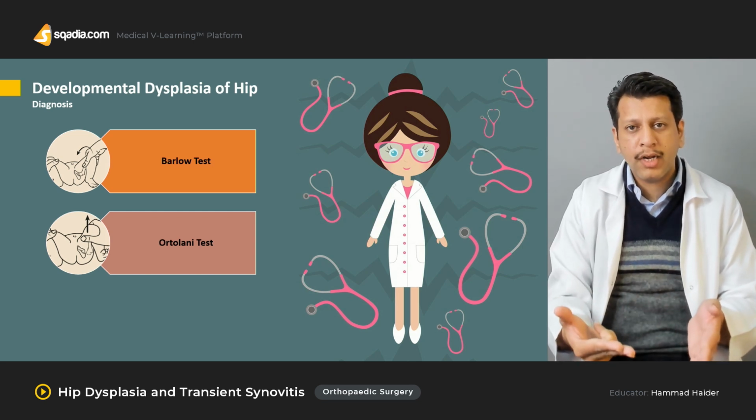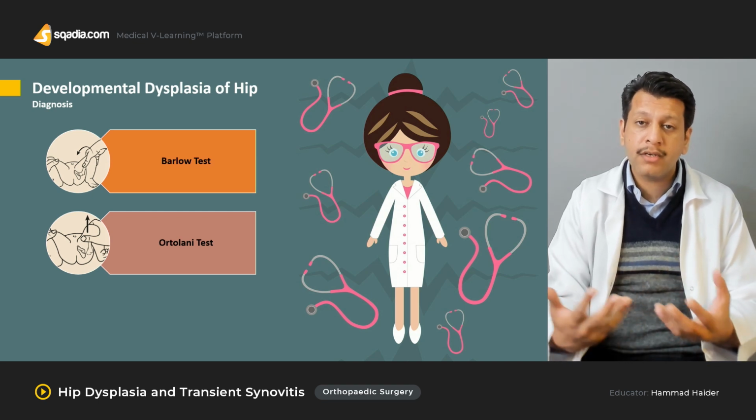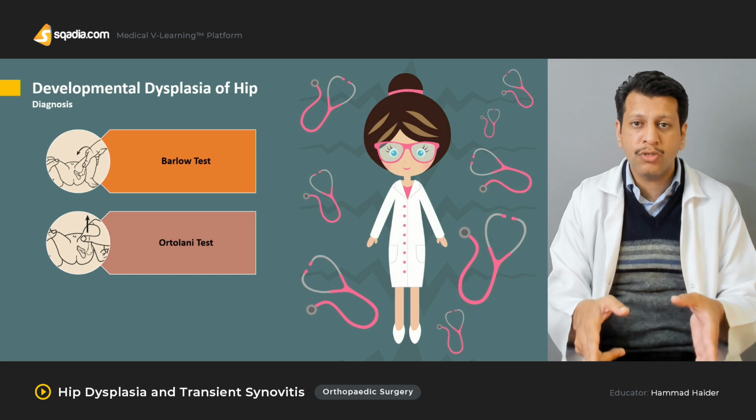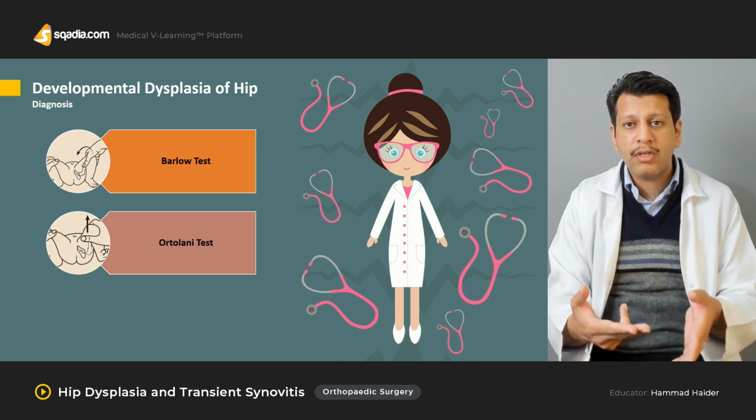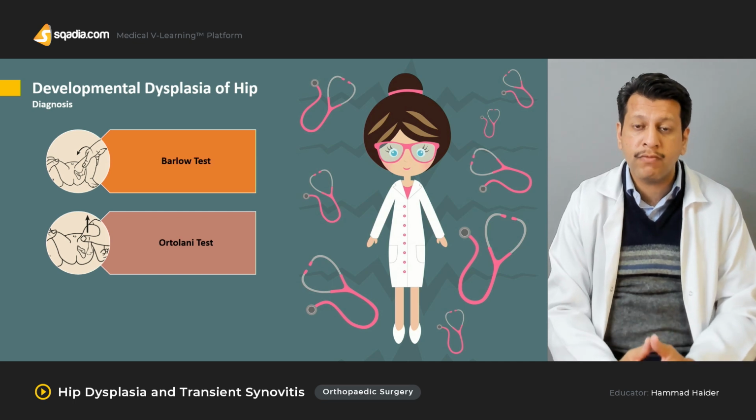First the right side or the left side, and then the other side. And once you do that, you have a clear-cut idea whether it is bilateral, whether it is on one side, or where exactly it is. And then once you reduce the head back and it reduces with a clunk, this means Ortolani is positive.